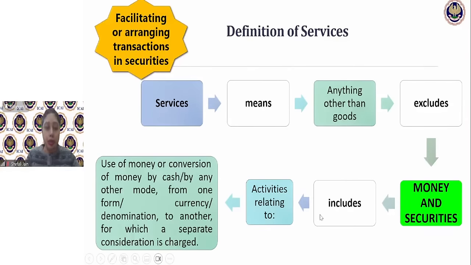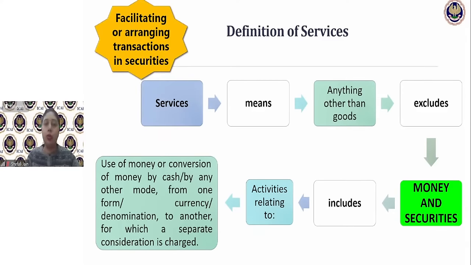So this services, the goods, services include the activities relating to use of money or conversion of money by cash or by any other mode from one form or currency or denomination to another for which a separate consideration is charged. Just money conversion ke liye aap consideration charge kare, you are charging something for it. If you are giving somebody money, you are not charging any consideration.